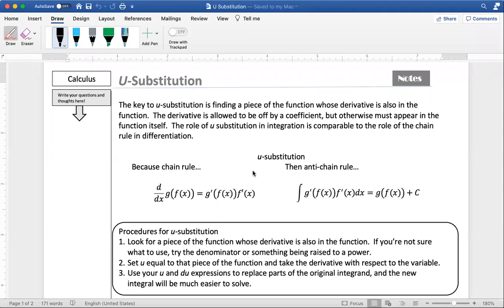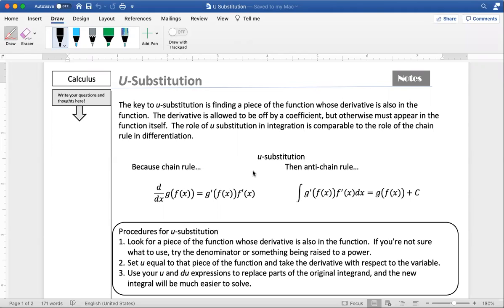Okay, we're going to talk about U-substitution. U-substitution is another way to find an antiderivative. Remember, when you're finding antiderivatives, we don't have things like the product rule and the quotient rule. So when you see functions which look like they have products and quotients in them, you should be thinking, I either need to simplify or I can use some U-substitution.